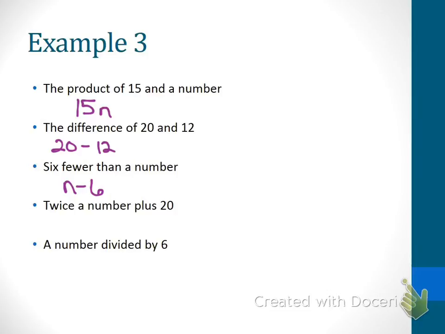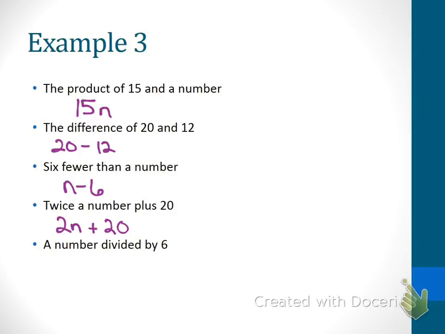Now let's look at the next one. Twice a number plus 20. Now I have more than one operation here in my phrase. How would I write twice a number? It is multiplication. So how do I show multiplication between a number and a variable? Okay, so twice. What number is that? 2. So 2n. Twice a number. Multiplication between 2 and a number, 2n. What about plus? What is that? Addition sign. 20. Do you see how we're kind of picking it apart? All right, find your operational words and then connect your terms together with that operation.